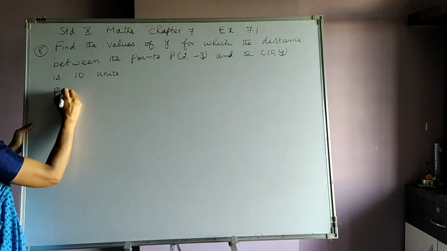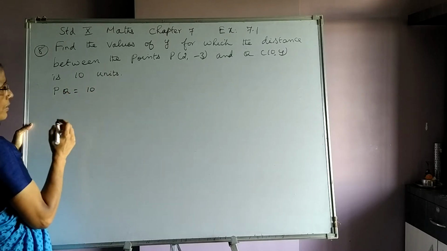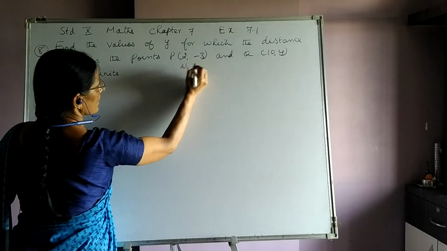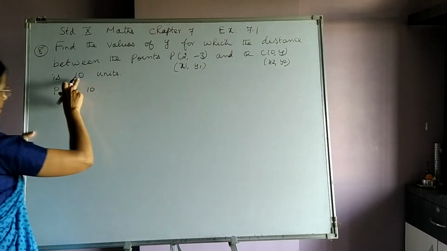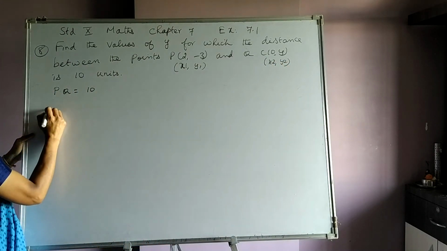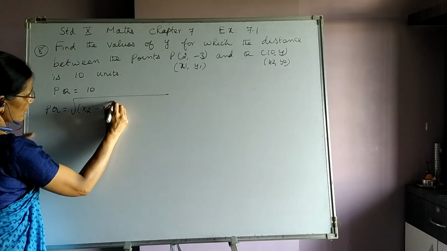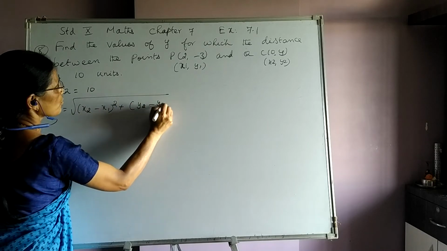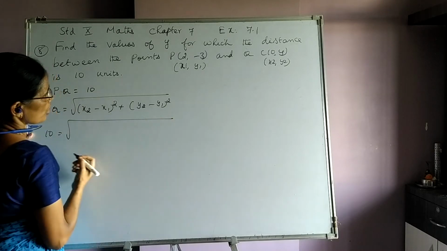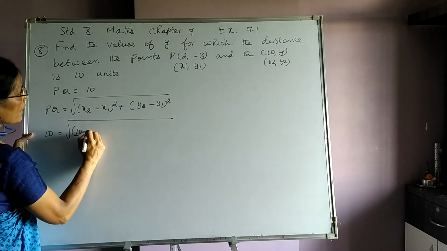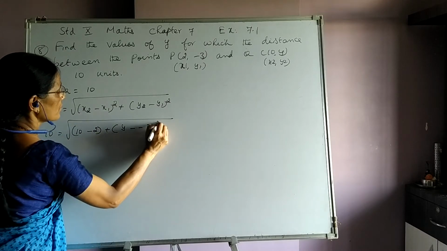So given PQ equal to 10, the distance between P and Q. Therefore we are going to take this as x1, y1 and this as x2, y2. Because the distance is given, we are going to use the distance formula. So distance PQ is root of (x2 minus x1) the whole square plus (y2 minus y1) the whole square. PQ value is 10, it is replaced. Root of (10 minus 2) the whole square plus (y minus (-3)) the whole square.